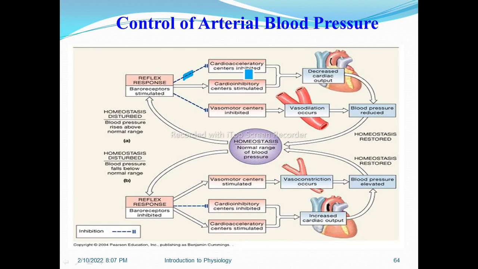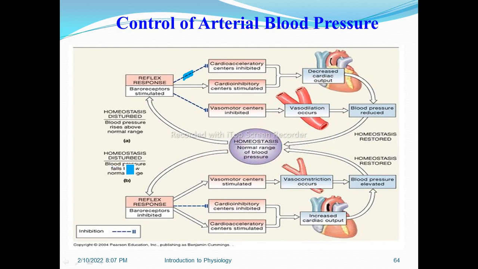Cardioacceleratory center inhibited, cardioinhibitory center stimulated, and vasomotor center inhibited. In this case, decreased cardiac output and vasodilation occur. By these two actions, blood pressure will be reduced, so homeostasis will be maintained or restored.